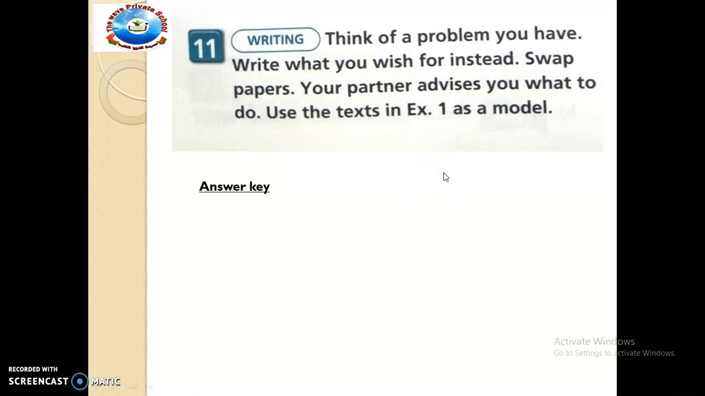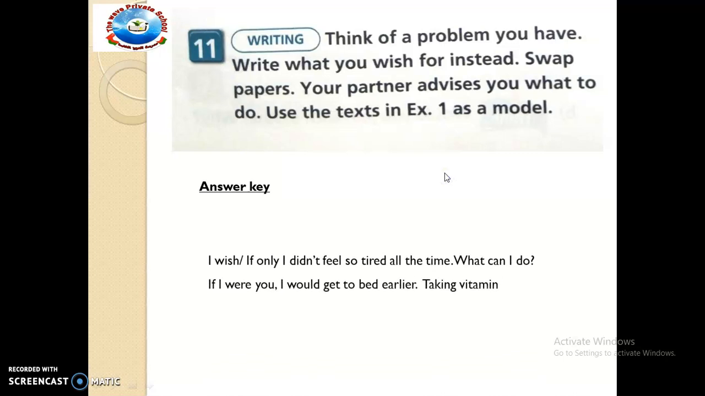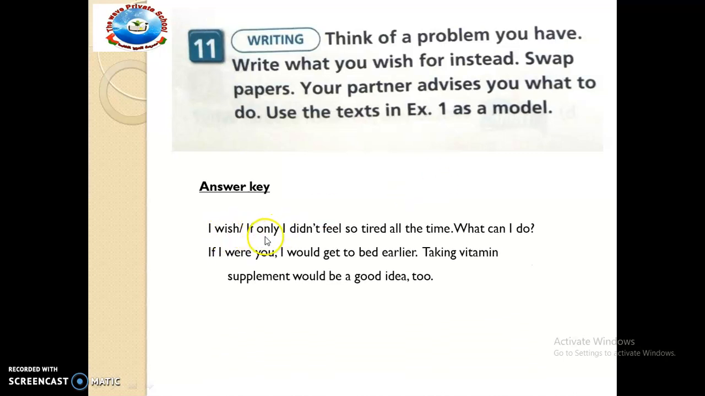To write a problem and give advice using conditional wishes. Let's see. I wish, or if only I didn't feel so tired all the time. What can I do? And your friend is advising you, if I were you, I would get to bed earlier, and you continue taking vitamin supplement, would be a good idea too. Did you get it? This is your wish, and that is the advice.